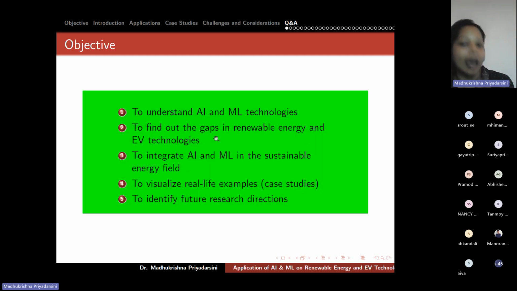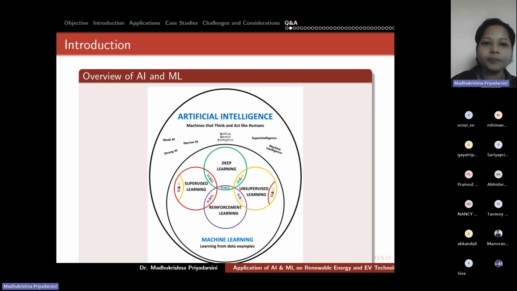Then we'll see the gaps of renewable energy and the EV technologies. And then we'll go for the integration of AI/ML in both renewable energy and the EV technologies. And we'll see real life examples and then find out the future research direction. Here we'll have the brainstorming session where we'll discuss all the future research directions and how to overcome the current challenges present in these fields. So these are the objectives of this talk.